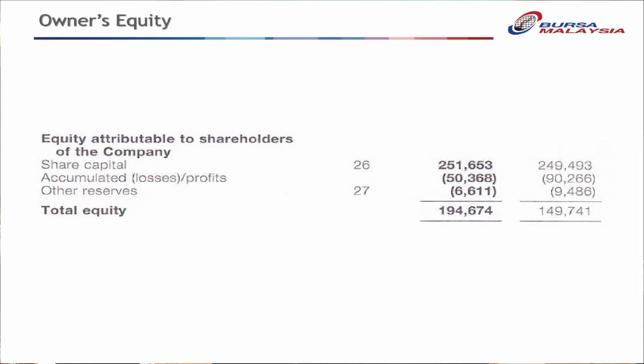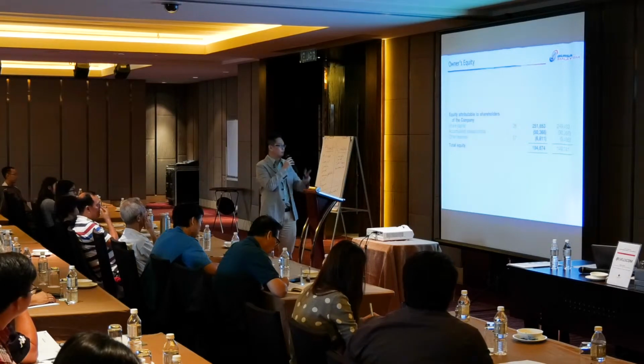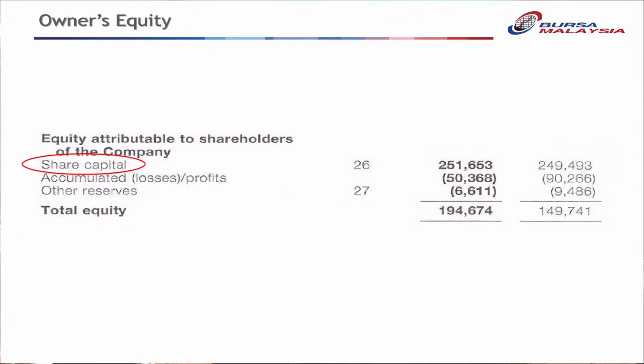Of course, assets minus liabilities is this thing called equity, which is the net worth of the company. Equity is made up of two portions: share capital, which is basically how much initial capital was put in when the company first started up. Then after that you have an item called accumulated profit or loss.